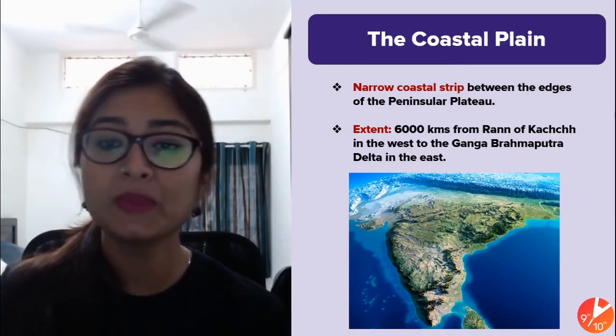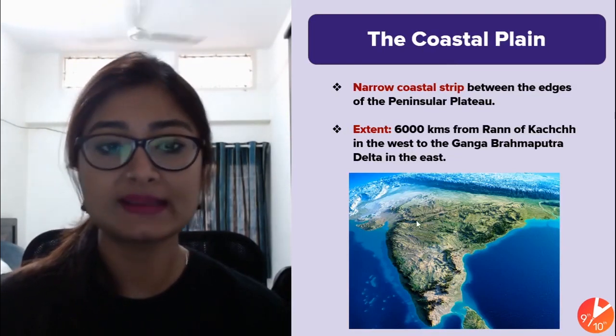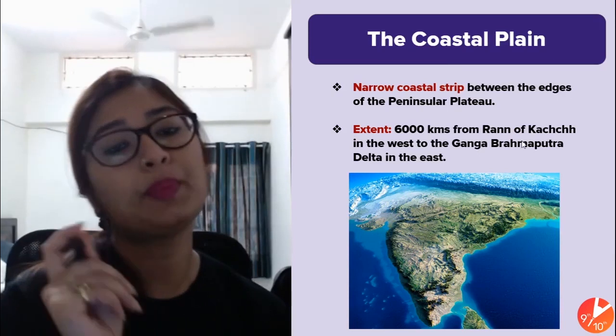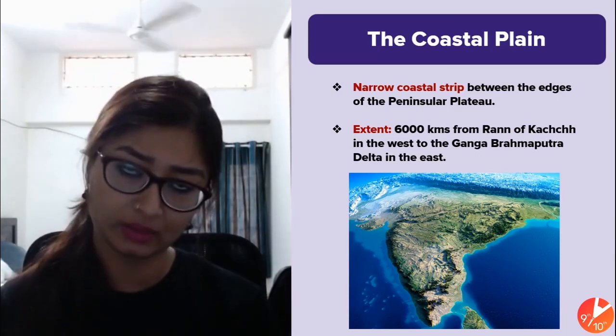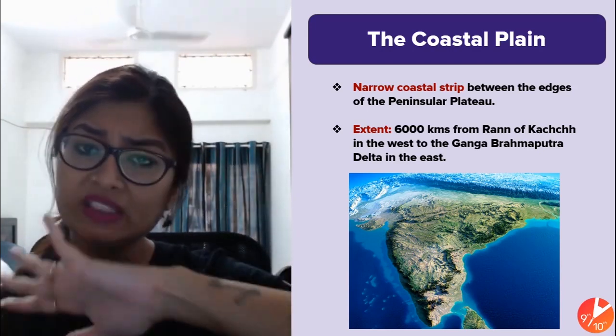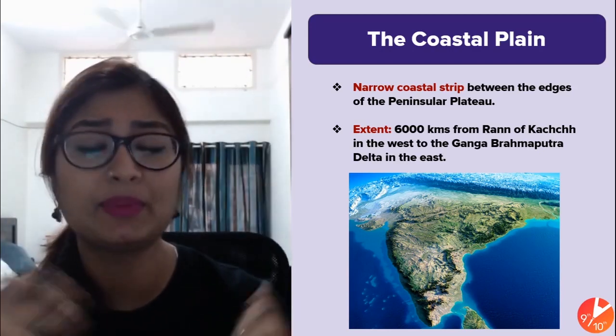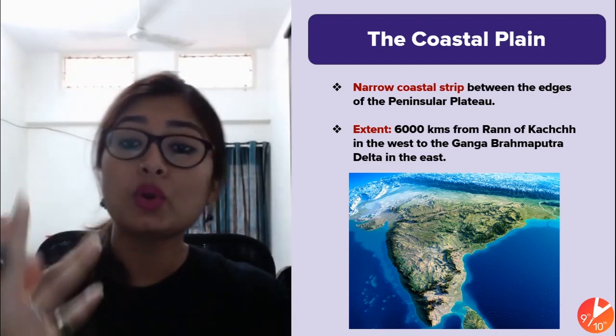If you look here, I will quickly tell you where the plateau is. This part over here is actually the plateau. You can also see it on page number 98 of your book. There is a picture in the maps given over there where mountains, plateaus and plains are highlighted in your book. Okay, now let's talk about the coastal plain.